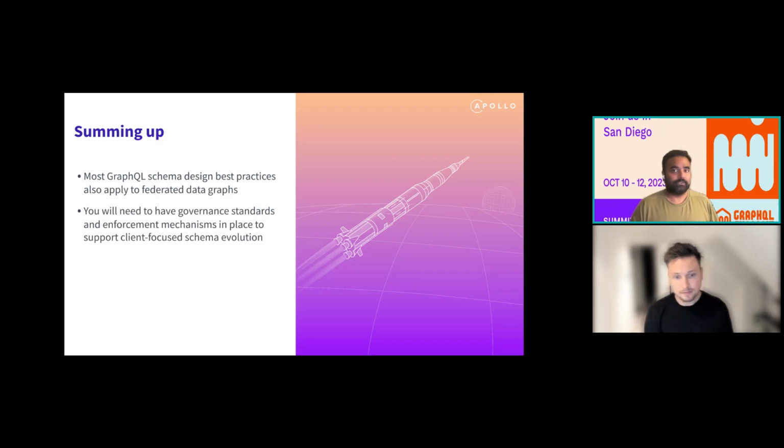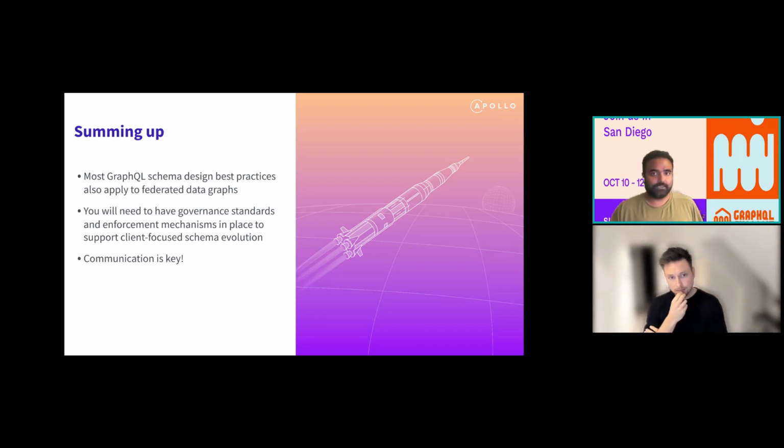Governance standards really help you enforce these standards. It helps you prevent entropy from leaking into your schema and then causing divergence and other schema issues. And generally will help you evolve it in a way that's always usable and predictable for your clients.